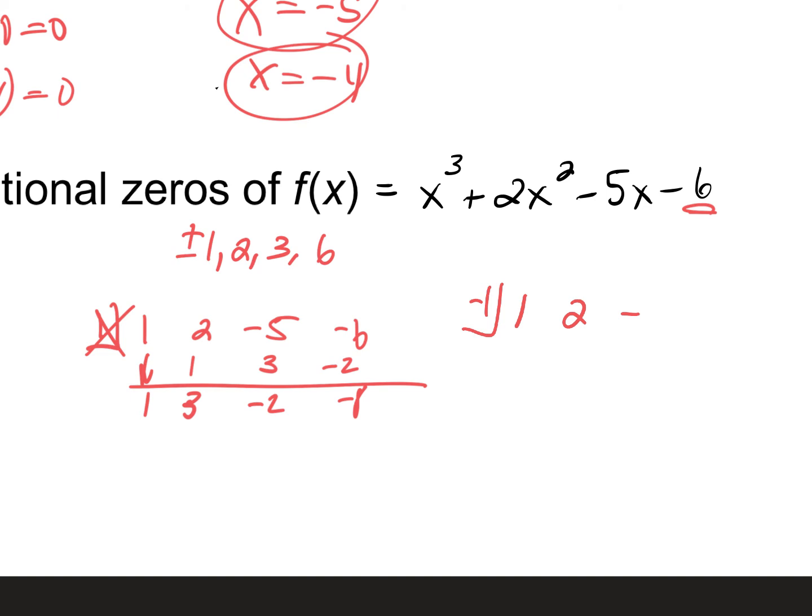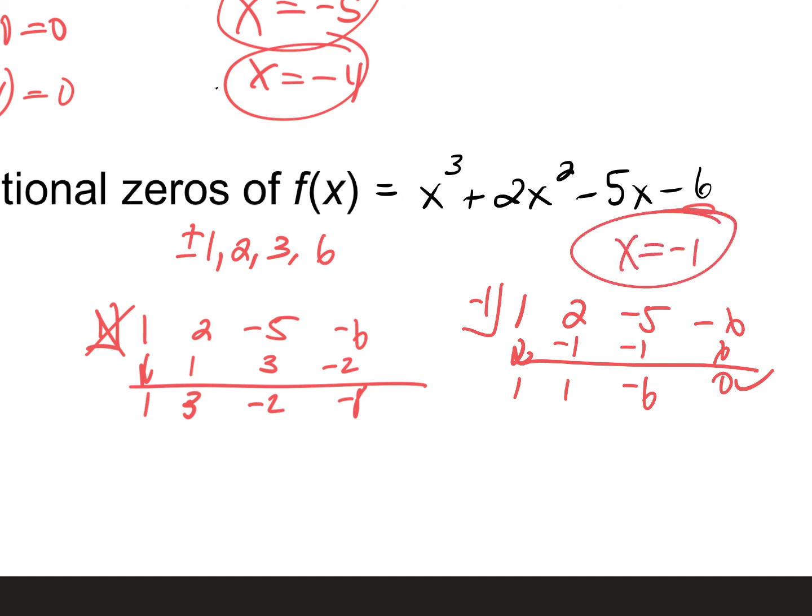1, 2, negative 5, negative 6. 1 times negative 1 is negative 1. 2 and negative 1 gives me 1. 1 times negative 1 is negative 1. Negative 5 and negative 1 is negative 6. Negative 6 and negative 1 is positive 6, so 0. So we just proved together that x equals negative 1 is a zero of this polynomial. And now I can write my resulting polynomial.